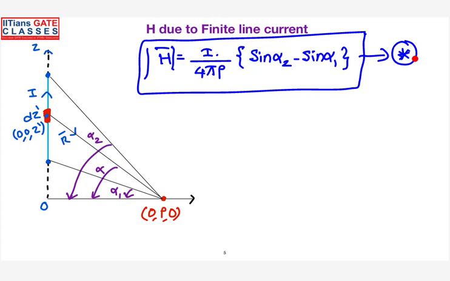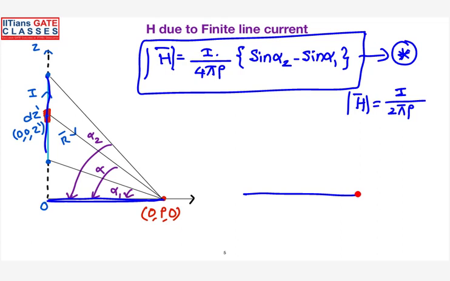Now let me try to apply the same logic to the infinite line. In an infinite line, if you remember, the magnetic field intensity due to an infinite current element was something like I by 2 pi rho. We'll try to verify that using the same formula. You can see here, this is your radial line, and this is your current carrying element. Same thing I was drawing, this is your radial line.